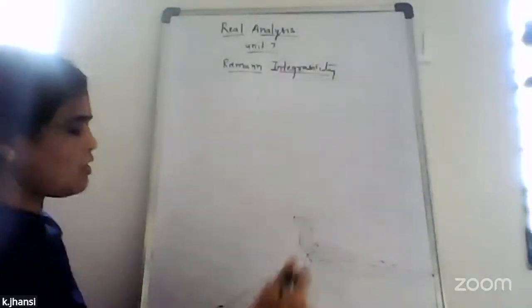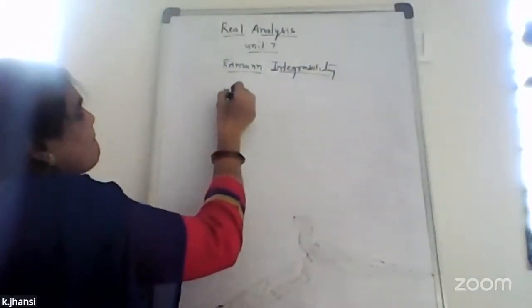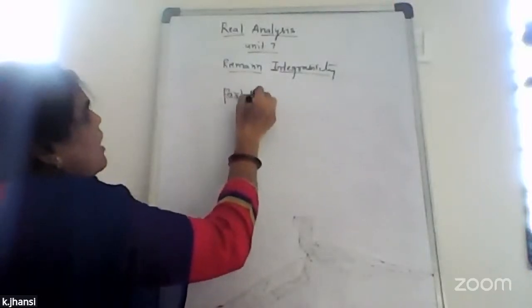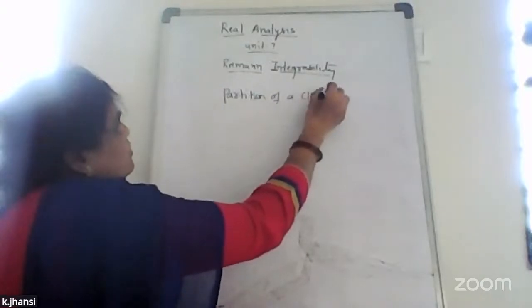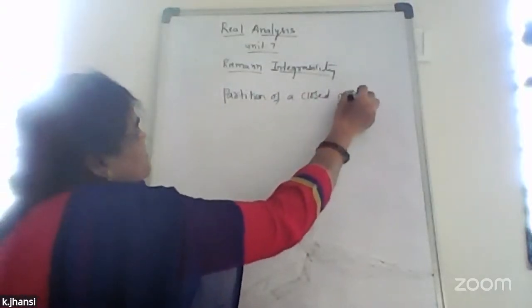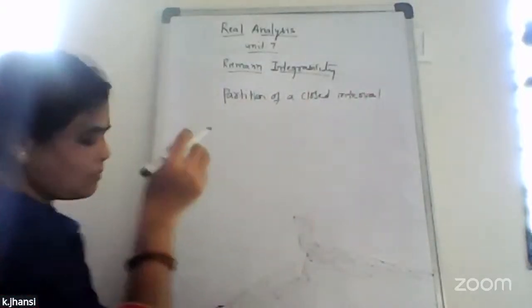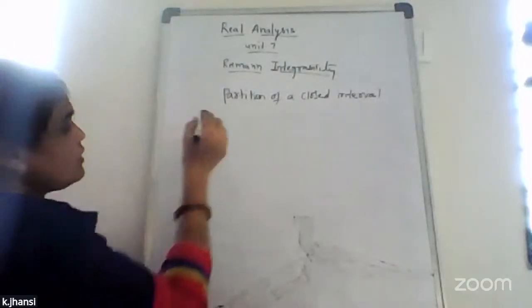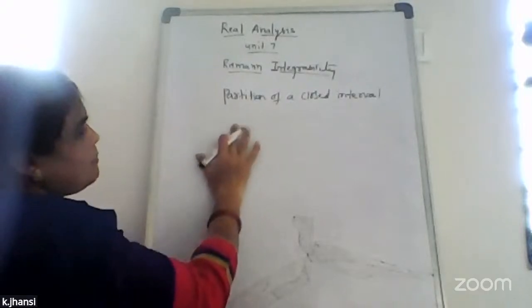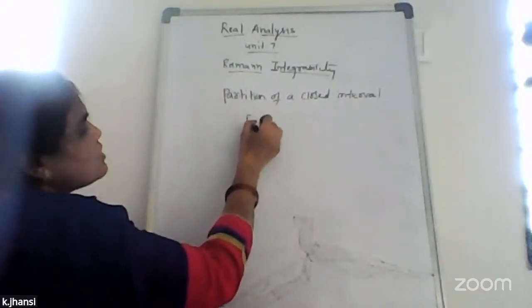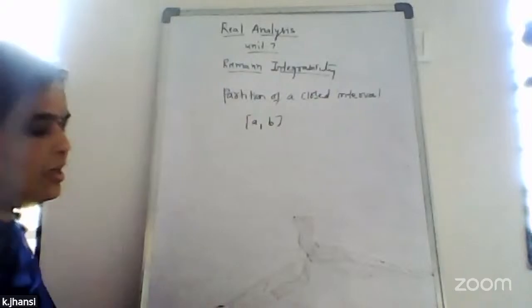Partition of a closed interval. Okay. So here we can see in the textbook the symbol is like this, that is partition P is equal to, we have the closed interval a comma b.